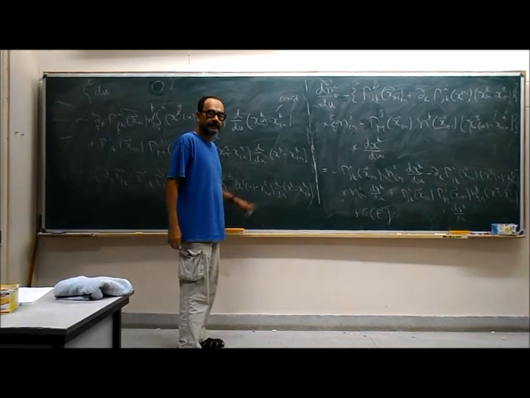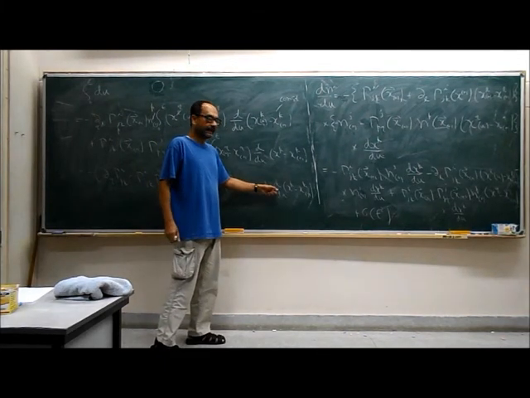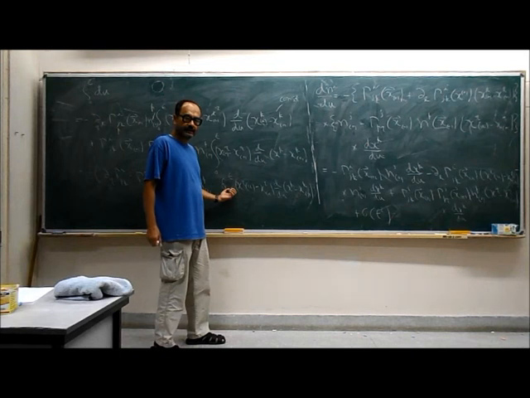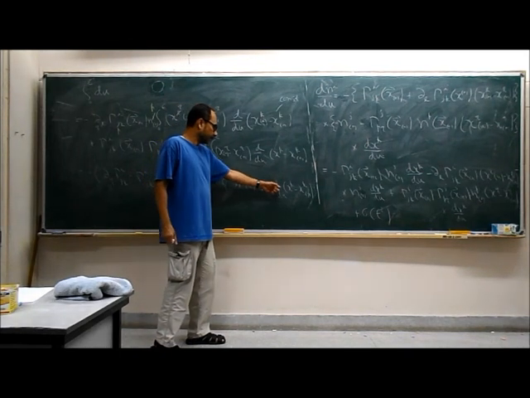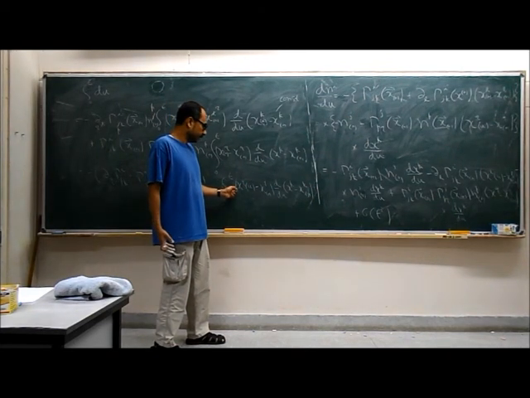Is this okay? Now this ddu I can integrate by parts. Suppose I integrate by parts, so you get ddu of this. Okay? But there are boundary terms, right? So what are the boundary terms?